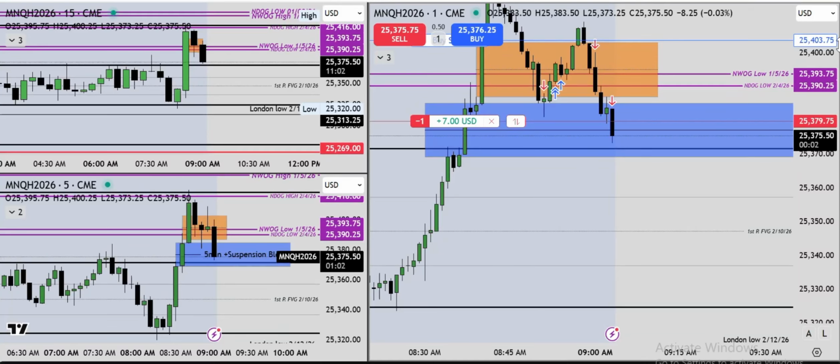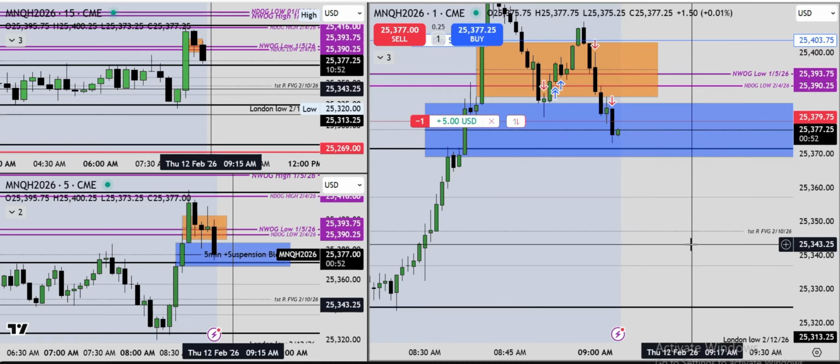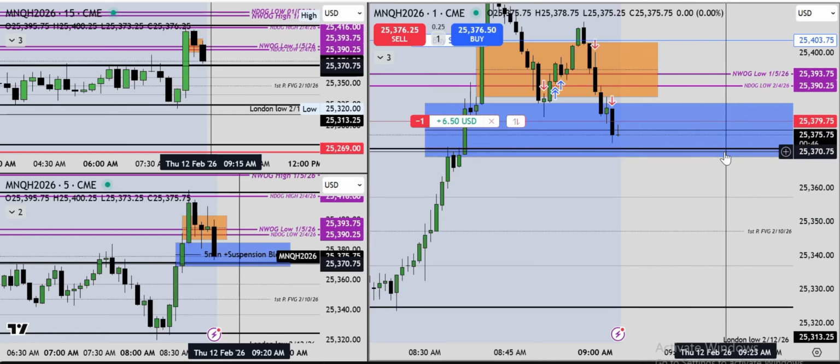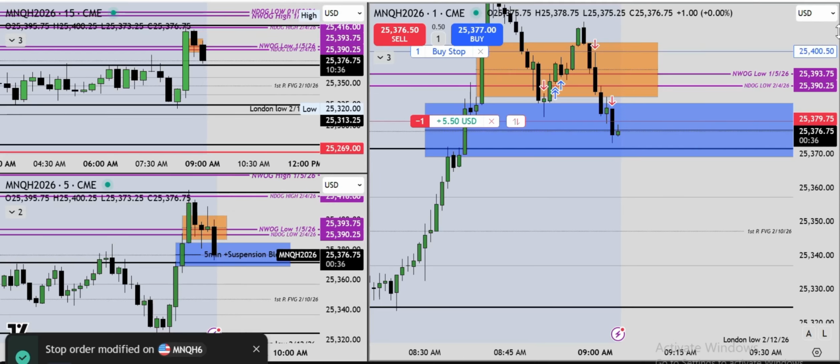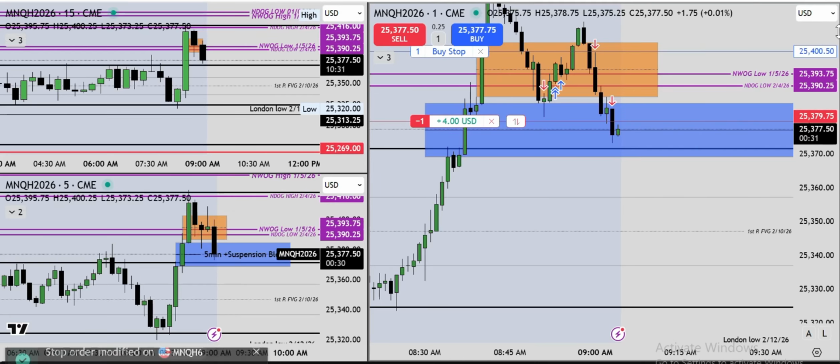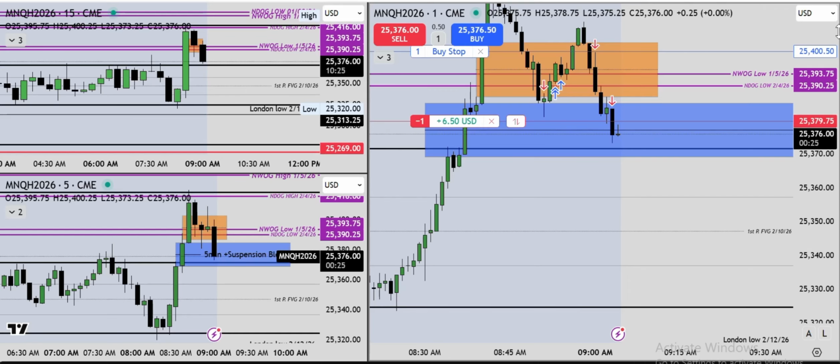Alright, going short NASDAQ here. Entering off of an inversion fair value gap, as well as a mitigation block.